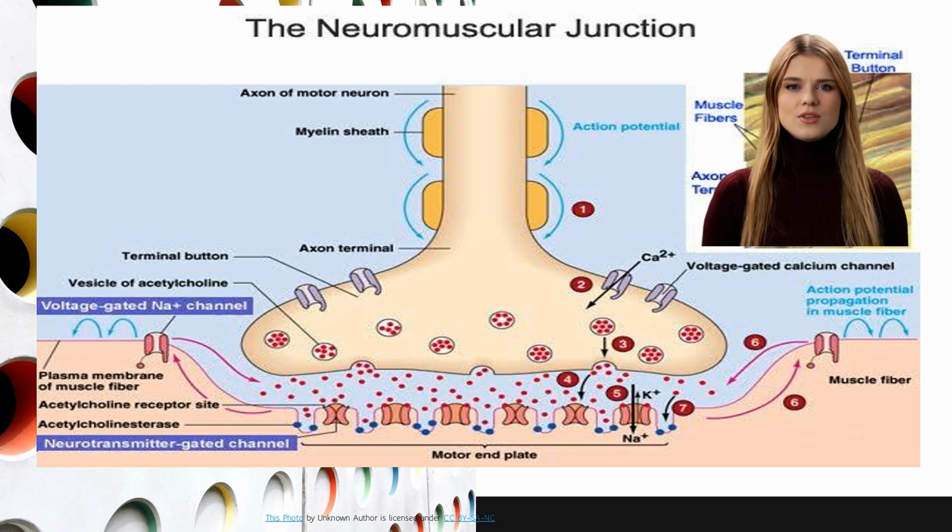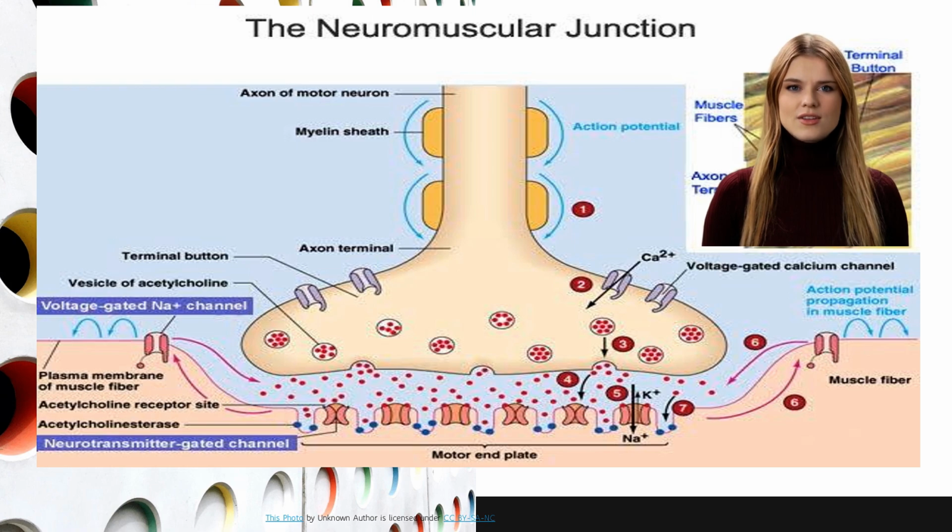Today, we are examining one of the most important communication points in the nervous system, the neuromuscular junction. This is the specialized synapse where a motor neuron communicates with a skeletal muscle fiber in order to produce movement. One of the most important ideas to understand right away is that the neuron and the muscle do not physically touch. Instead, they are separated by a very small space known as the synaptic cleft.